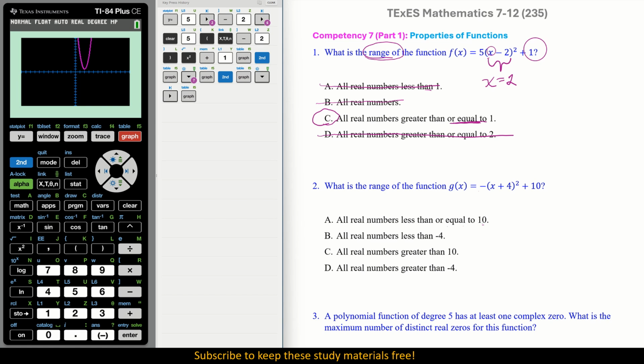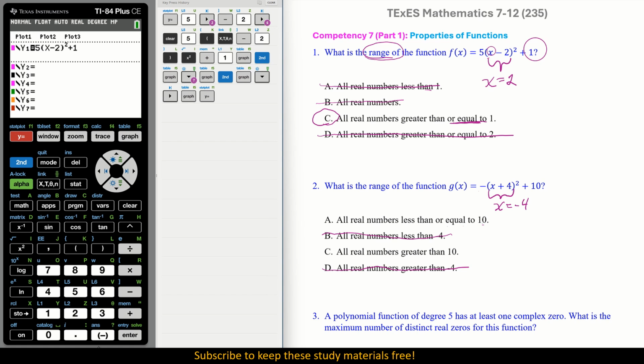Same thing with number 2. Let's just do 2, and we can visualize what that is. I can already see that we cannot include anything where x is equal to -4. So that would be B. B says all real numbers less than -4, anything comparing with -4. Well, that's not correct. So let's go ahead and put it in. Some things you can see right away. Sometimes you can't see it. It's a little confusing.